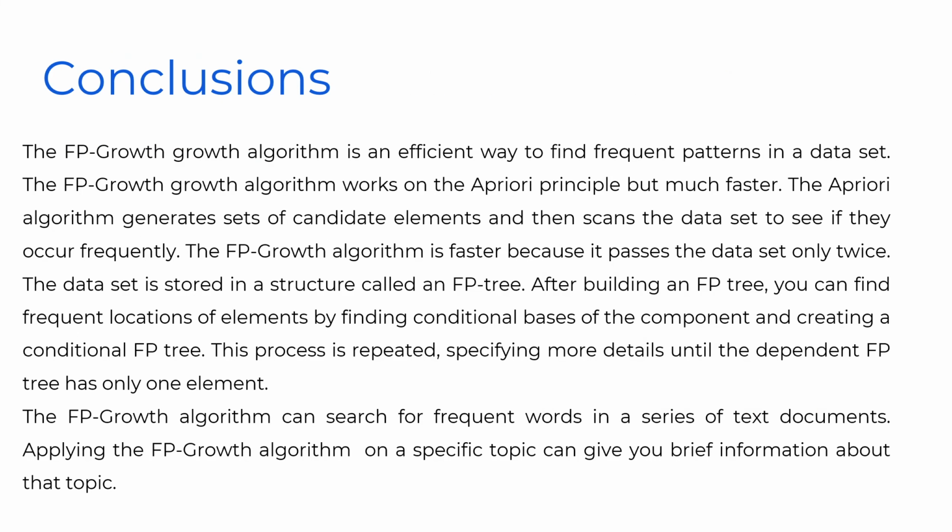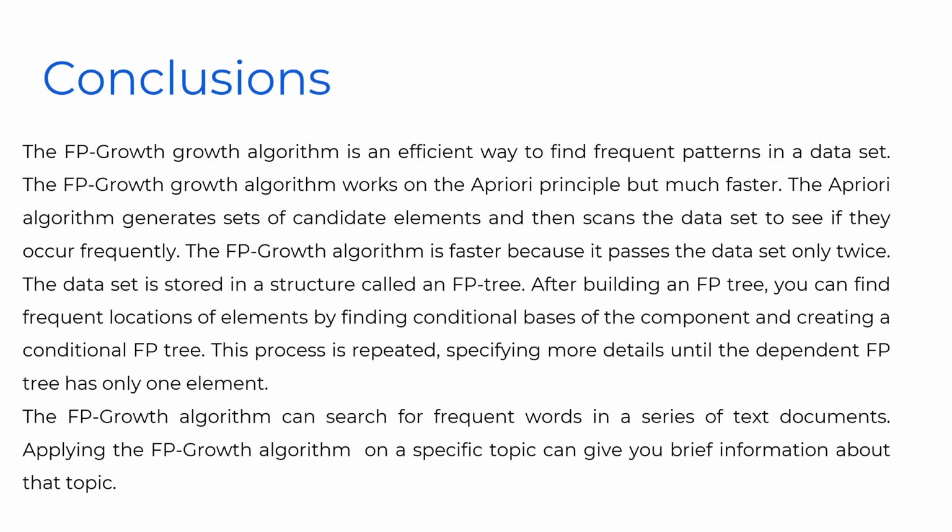Conclusions. The FP growth algorithm is an efficient way to find frequent patterns in a dataset. The FP growth algorithm works on the Apriori principle but much faster. The Apriori algorithm generates sets of candidate elements and then scans the dataset to see if they occur frequently. The FP growth algorithm is faster because it passes over the dataset only twice. The dataset is stored in a structure called an FP tree.